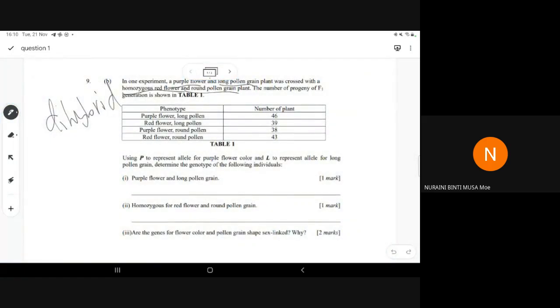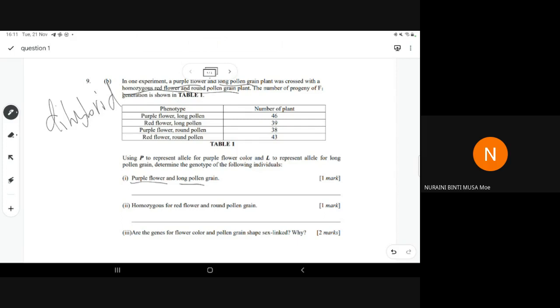So first kali soalan ni saya soalan yang simple. Okay, dia kata kat awak, please write down the genotype for the following individual. Purple flower and long pollen grain.